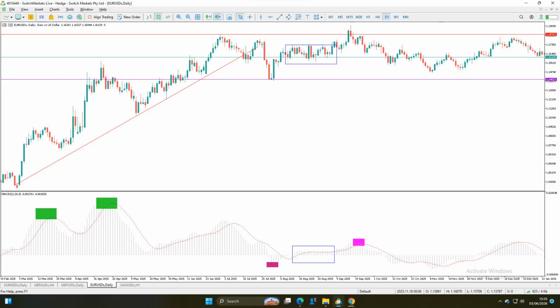Momentum before entry. Because understanding momentum before entering a trade can be the difference between following a trend and chasing noise.